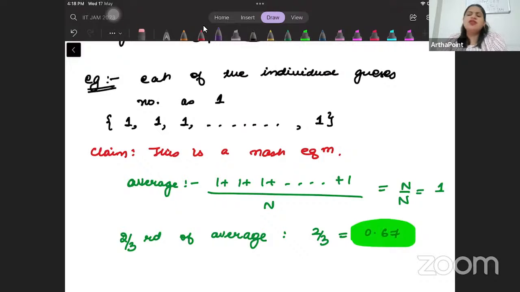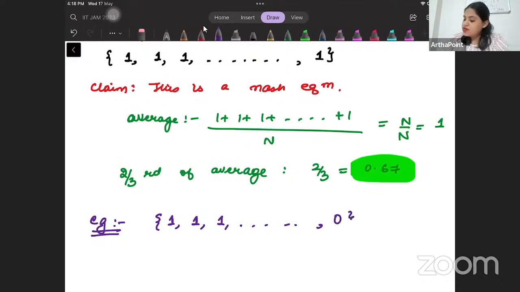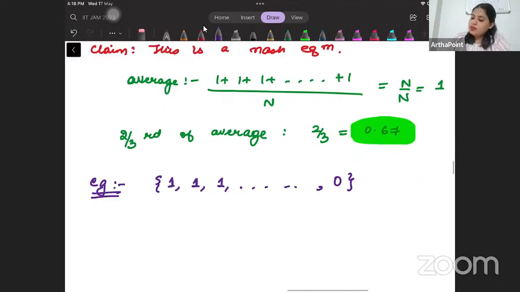Okay, what could a deviation be if I think about it? Let me just think about it. So let's say that one of the individuals decides to deviate. Everybody is guessing 1, but one individual guesses 0. Okay, beta? One individual guesses 0. So beta, what will be the average?